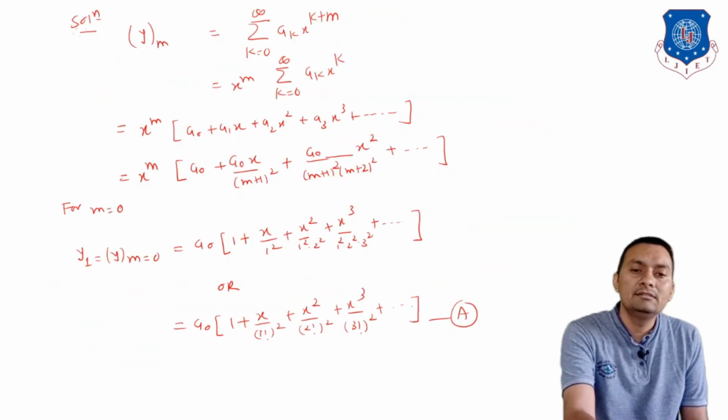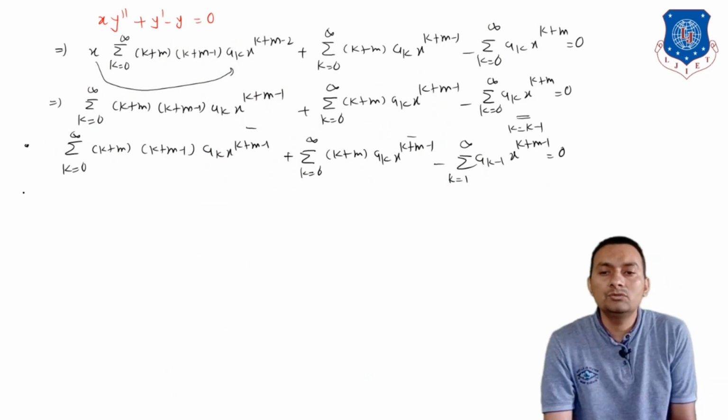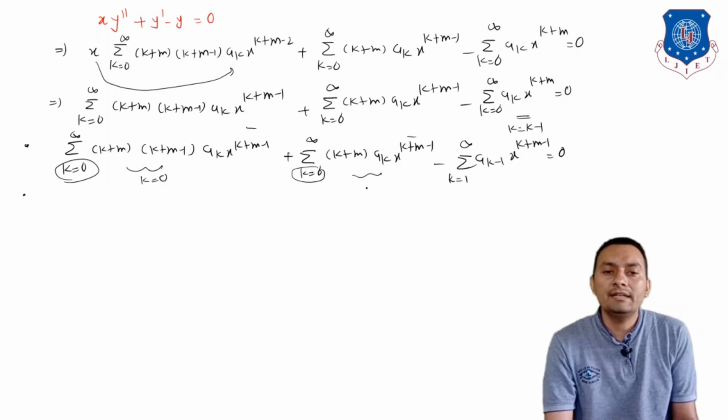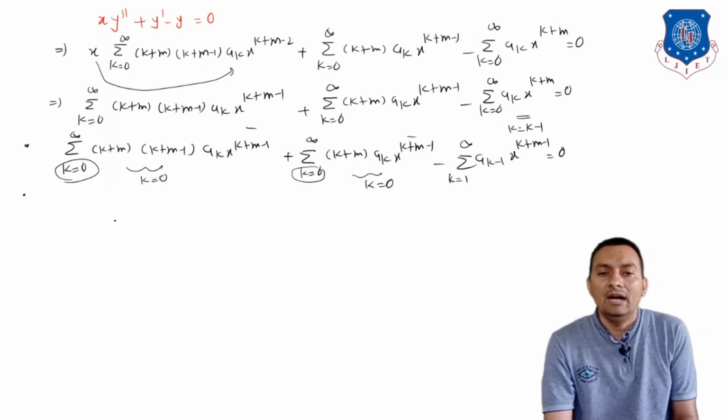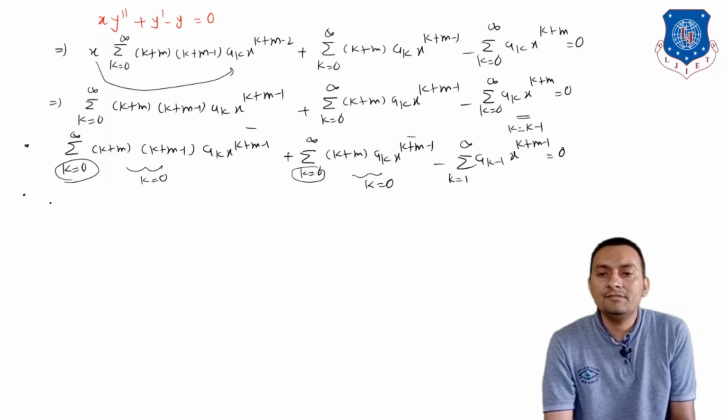So here what we have to do to make the same power of x, that we have already done. Now we have to make the same index of the summation. That means we are taking k equal to 0 terms separately, and then the summation starting with k equal to 1 onwards. So let us see first k equal to 0.